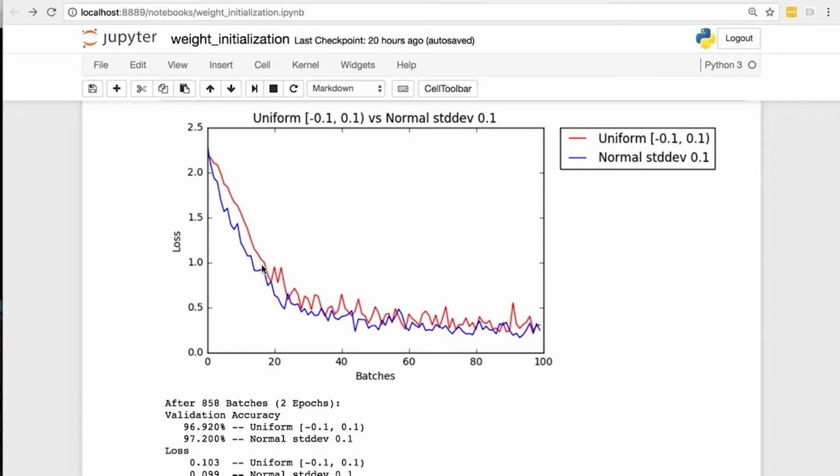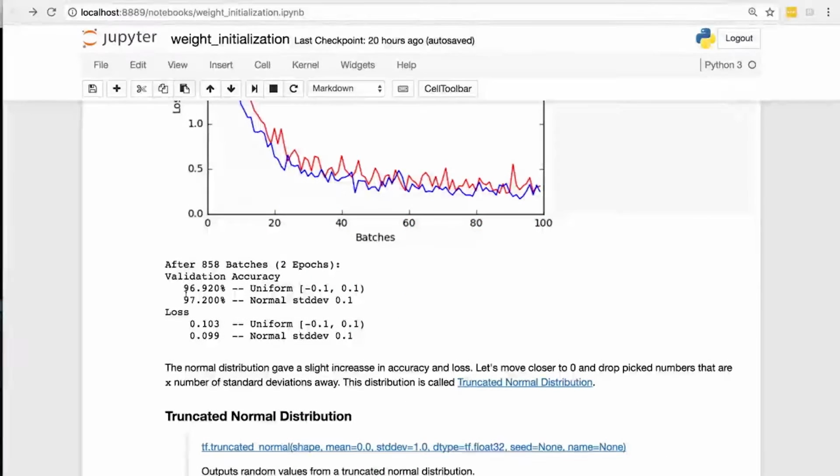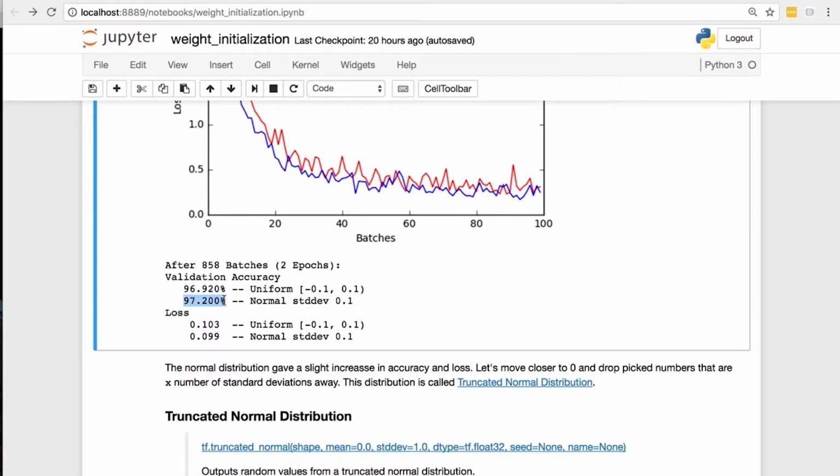And there are some places where the normal distribution is doing worse. But in general, in aggregate, if you look at all these numbers, then on average, the normal distribution can be doing better. And you can see, looking at the validation accuracy and the loss, that using the normal distribution to initialize our weights is just slightly better. Again, this might be due to some random variations, but overall, if you did this a whole bunch of times, you would find that the normal distribution usually does better than a random uniform.